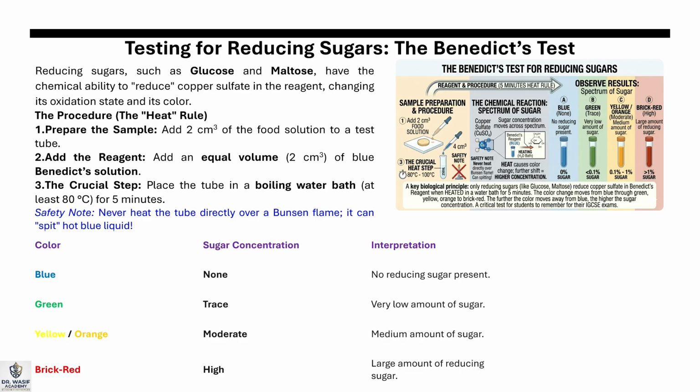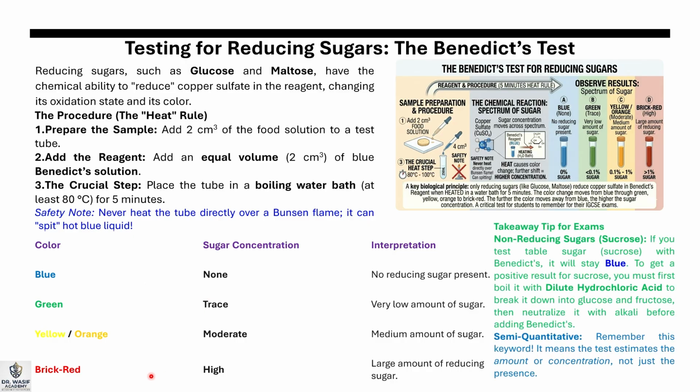If in the result we have a blue color, it means there is no sugar. Okay, blue means zero. Green or yellow suggests traces or a moderate amount of sugar. But if we have a brick red color, it indicates a high concentration. So if you see a solid powder settling at the bottom of a red tube, do not worry. That is just a precipitate of copper oxide.